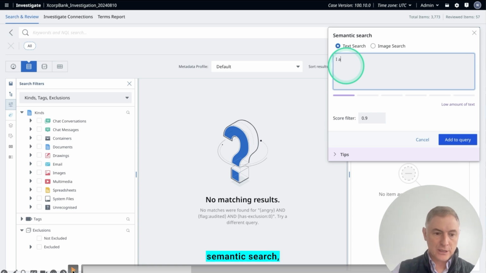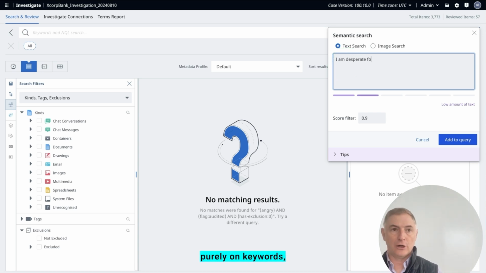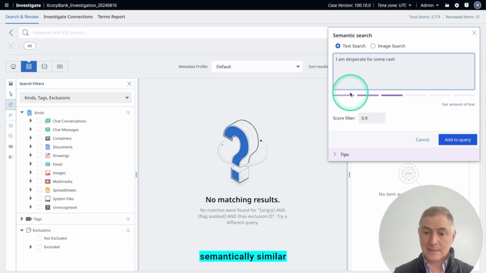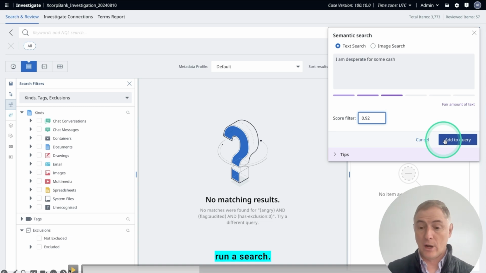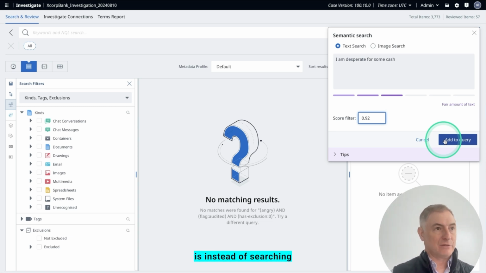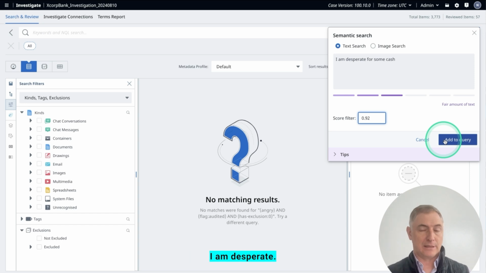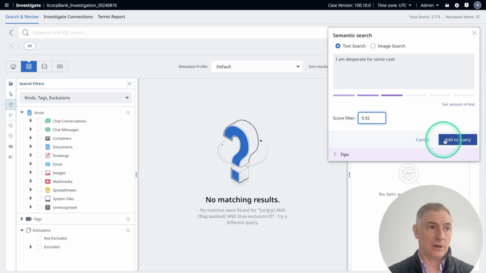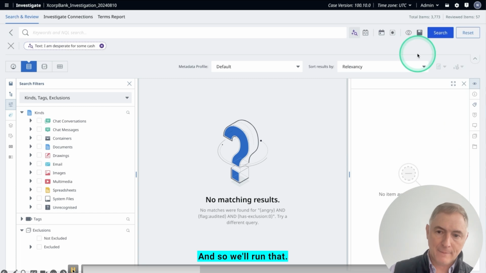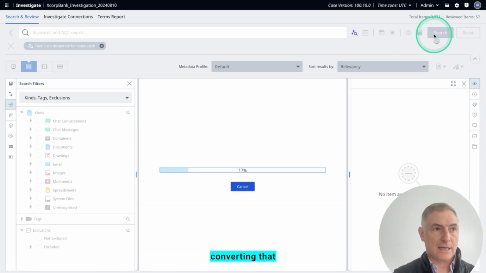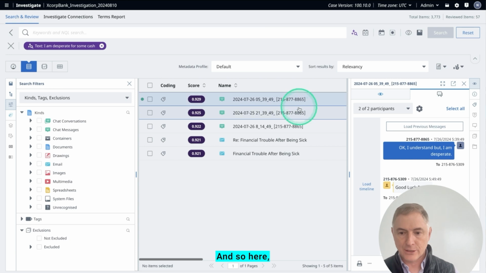With semantic search, the idea is instead of being reliant purely on keywords, I can start to look for semantically similar documents. So here I am desperate for some cash, and I'm going to run a search. What this is doing is instead of searching for the actual keywords, I am desperate for cash or some cash, it is looking for what is semantically similar. So it's more like a concept. What is similar in concept to the idea that I am desperate for cash? And then you can control your filter score to see how much you want it to look like that. And so we'll run that. And really what this is doing is converting that to a mathematical equivalent of that language.